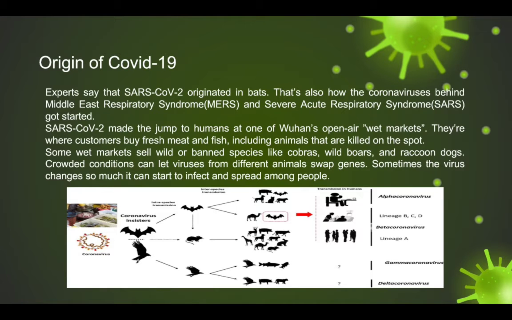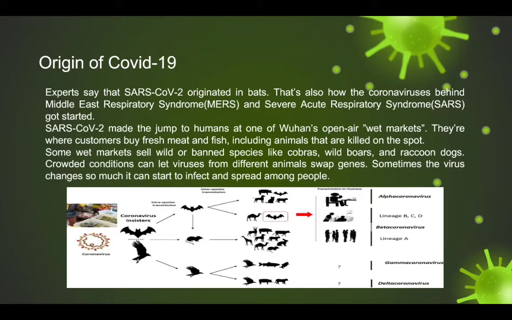First is origin of COVID-19. Experts say that SARS-CoV-2 originated in bats. That's also how the coronaviruses behind Middle East Respiratory Syndrome (MERS) and Severe Acute Respiratory Syndrome (SARS) got started.